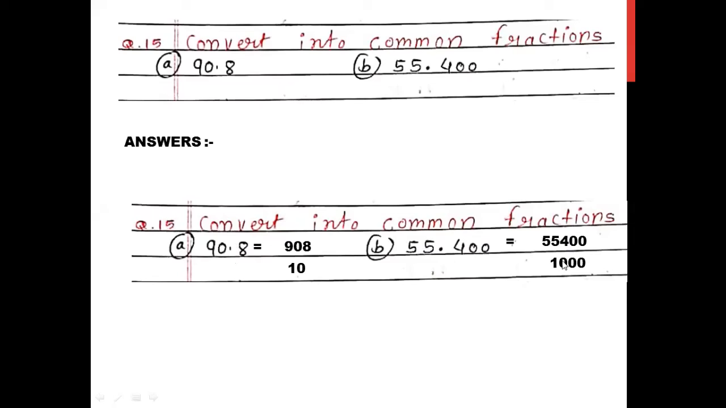So 55400 upon 1000. So this is called the power of 10. 10, 100, 1000, 10000. This is called the power of 10. In this way, we convert the decimal fraction into common fraction. Understood all of you? How to convert into common fraction. Okay? Clear? Yes. Clear all of you? So now you can easily convert. Now the next I can give you. So you will try to convert it.